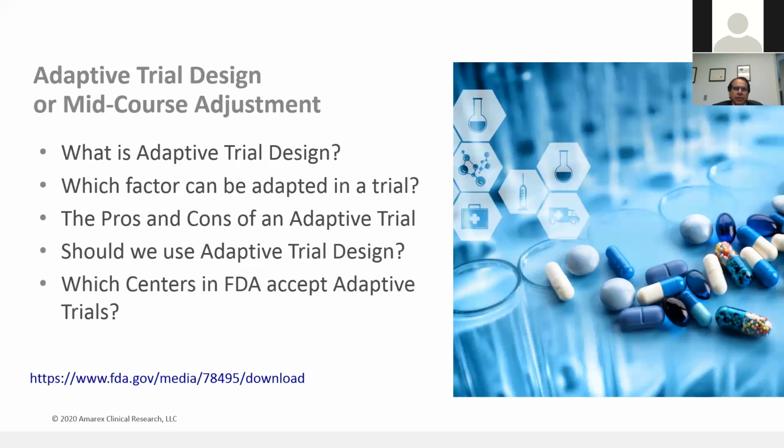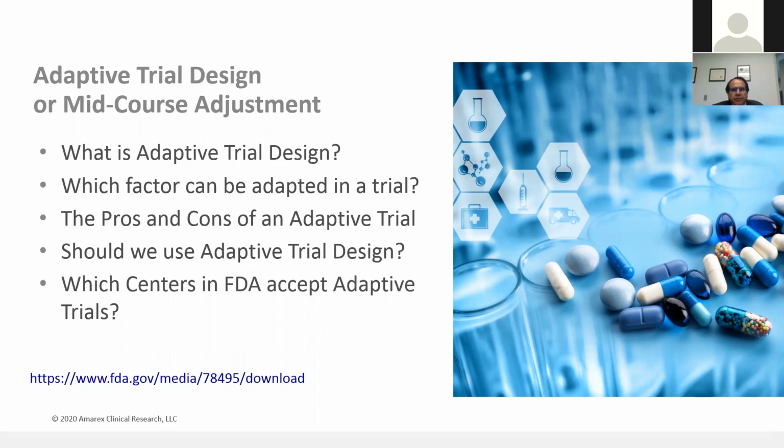And the question of whether you should use adaptive trial design or not, I would say absolutely yes. If you can design an adaptive trial, the minimum is to do sample size recalculation. It is really the best that you can do. Or if you have 4 arms, you may want to drop the lowest efficacious arm.